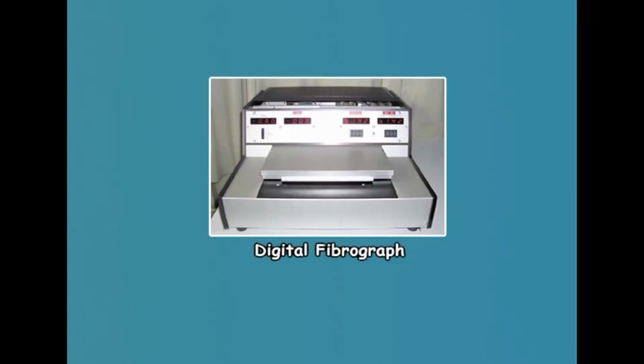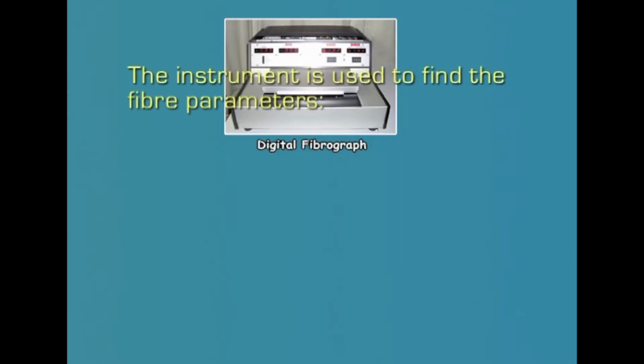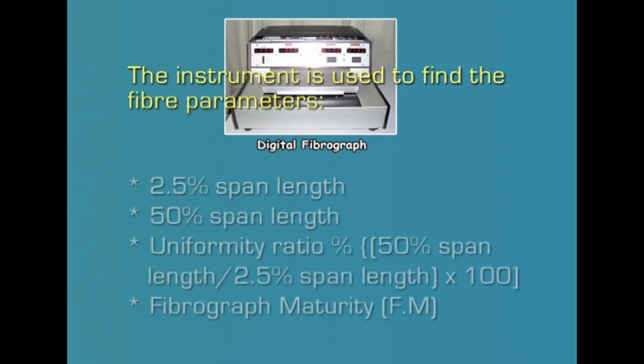Let us have a look at the Digital Fibrograph. It is an optical instrument which scans a randomly aligned tuft of fibers to estimate the length specification of the length frequency distribution. It employs a totally new concept of fiber length called span length. The instrument is used to find out the following parameters. First one is the 2.5% span length, second is the 50% span length, third is the uniformity ratio percentage, that is 50% span length to 2.5% span length into 100. Fourth, Fibrograph maturity.